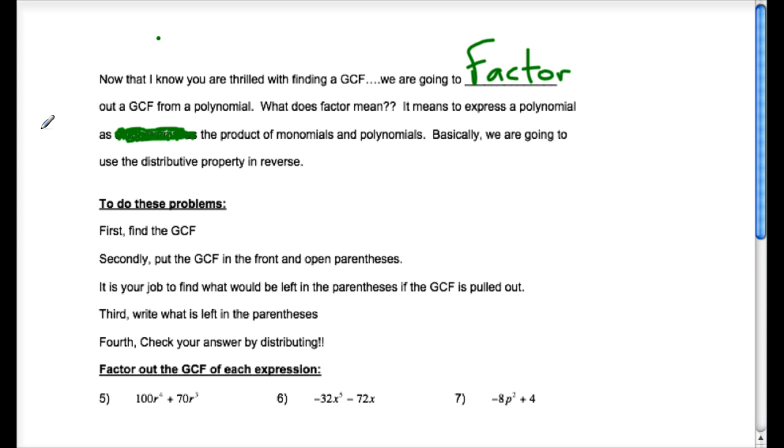What operation does product mean, people? Multiplication. Multiplication of monomials and polynomials. So we're going to factor out a monomial. Basically, we're going to use the distributive property in reverse.